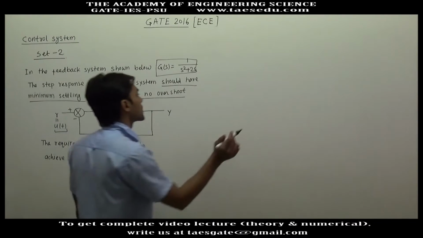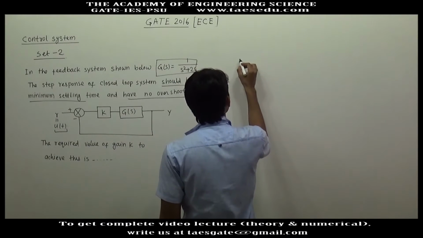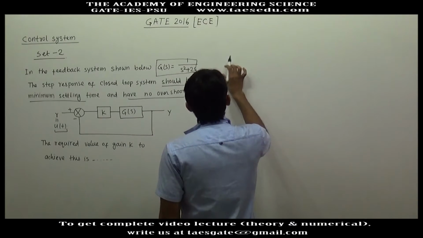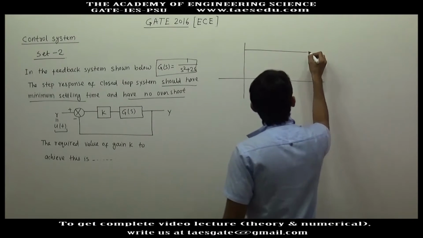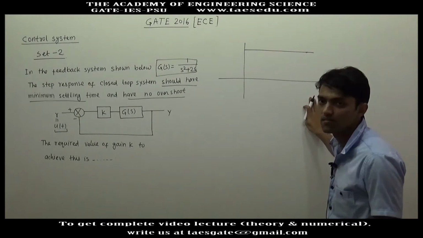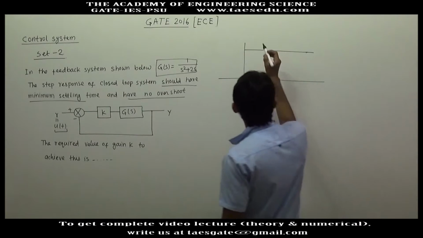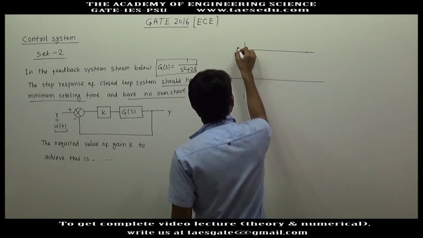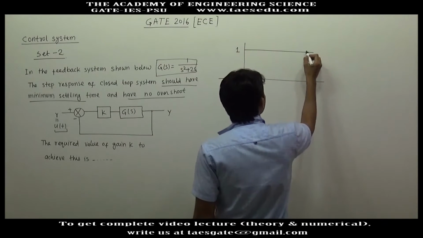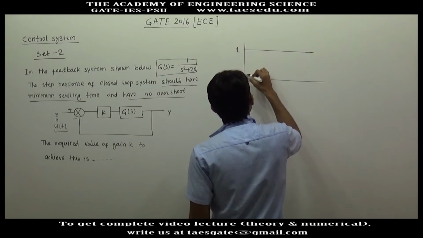So in the second order system, the formula for overshoot is, or if the system is underdamped, we will certainly have an overshoot. Let's say this is the reference unit step. In case of overshoot, the graph will look like this.